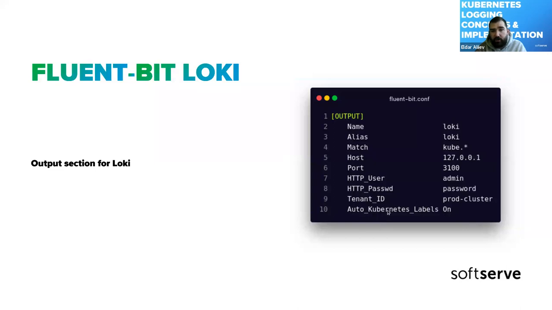And the last option is the auto Kubernetes label. So if you don't want to set a list of the labels that will be pushed to Loki itself, you can just set this one. So all the labels for your containers will be collected and configured as the labels for those specific log lines in Loki, and then it will be indexed and so on. So this is a good approach. This is a great feature.